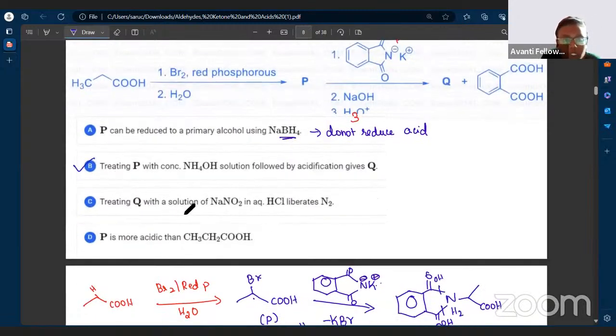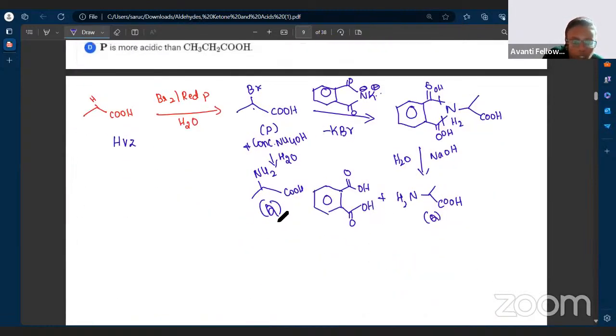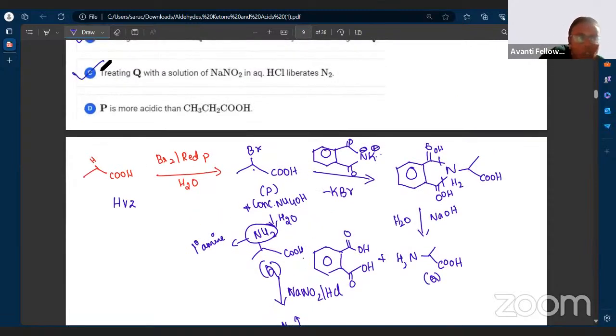Next, treating Q with a solution of NaNO2 in aqueous HCl will liberate nitrogen. Just imagine this is Q. You're going to react it with NaNO2 in HCl, a mixture which is used to produce nitrous acid. You have a primary amine, NH2. A primary amine on reaction with nitrous acid gives N2 gas, which will get liberated. So option C is also right.